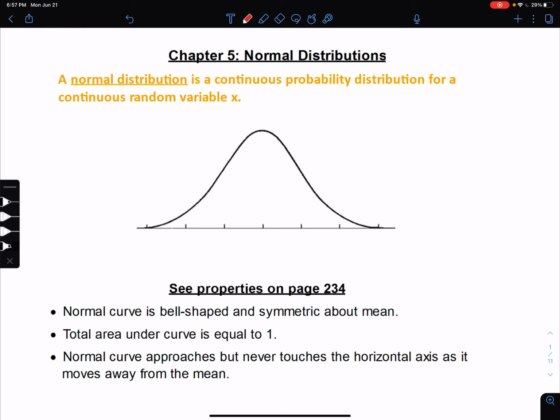Okay, so all through chapter 5, we're going to be dealing with normal distributions. So the first thing we want to do here is just talk about what makes something a normal distribution. So we have some basic properties that we're going to run through here.